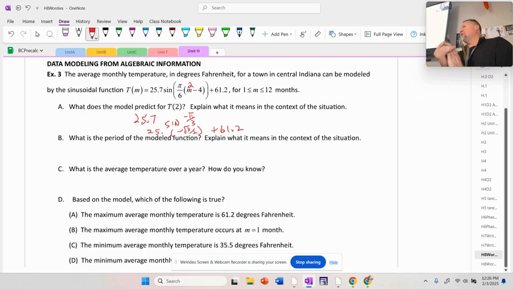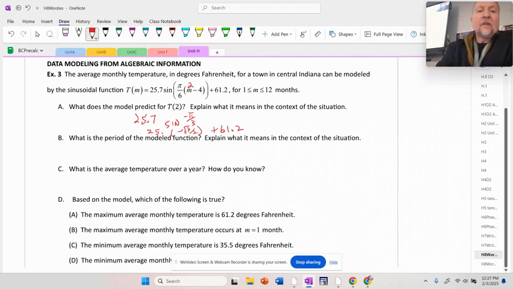Why? What does month 2 probably represent in Indiana? Maybe the one that's called the second month, February. Even though today is 50 degrees, this is an average temperature. Tomorrow it's supposed to be cold again. So this is going to be a negative number times 25, which is going to reduce this.